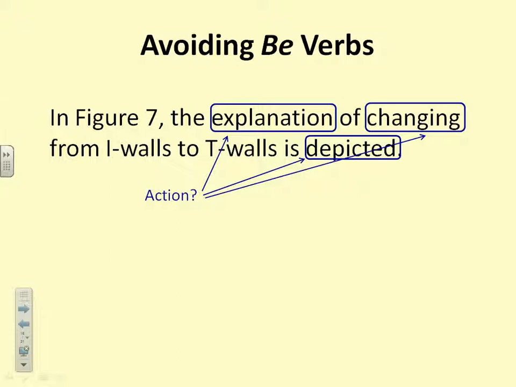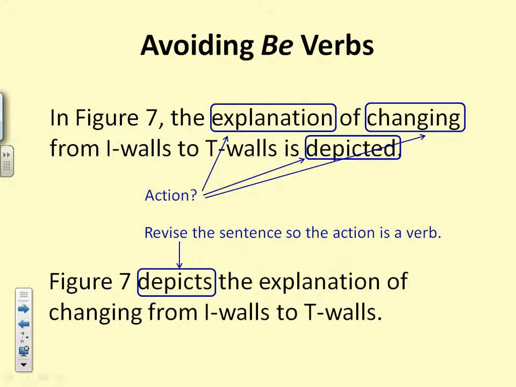So one way to go about revising this then would simply be to take these words and make them the verbs. Make that the action part of the sentence. Figure 7 depicts the explanation of changing from I walls to T walls. No be verb. We actually have an action going on here, and we've shortened the sentence up.